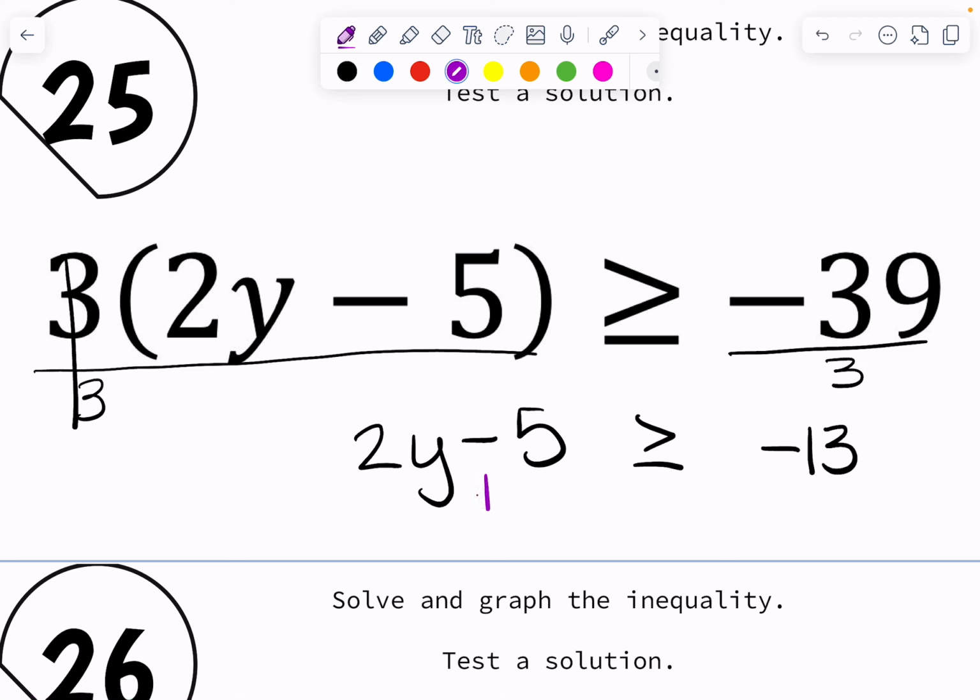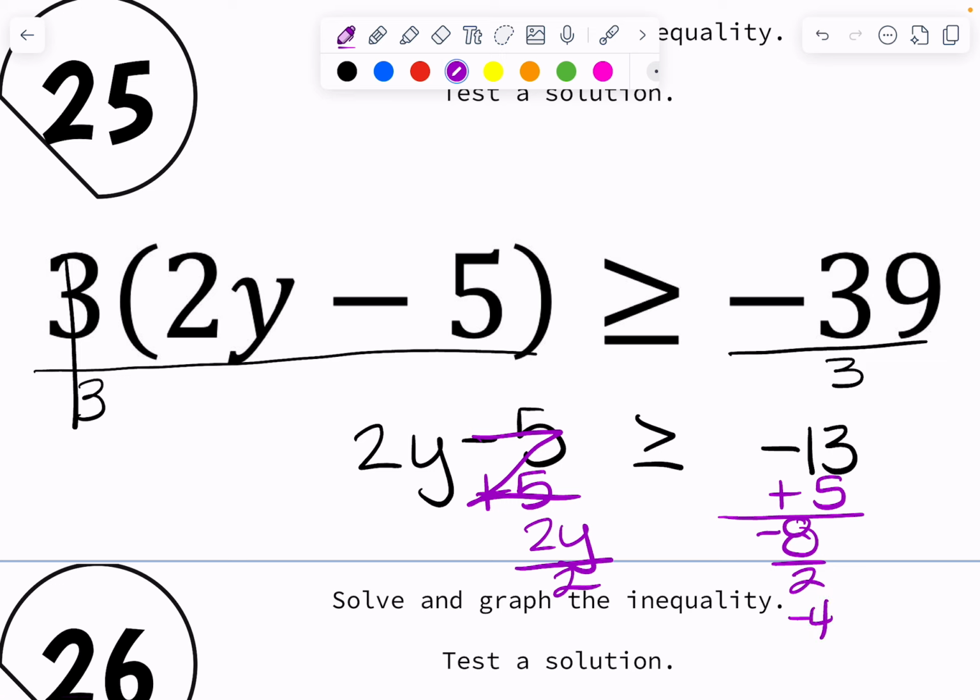Now I would want to add 5 to both sides. So negative 13 plus 5 gives me negative 8. Over here, my 5's zeroed out, so I'm left with 2y. And now I can divide by 2 to get negative 4. I divided by a positive number, so I don't need to flip my inequality symbol. So y is greater than or equal to negative 4 would be my solution.